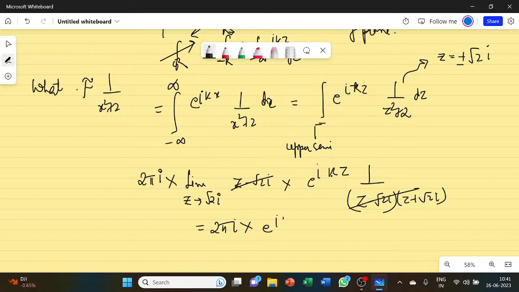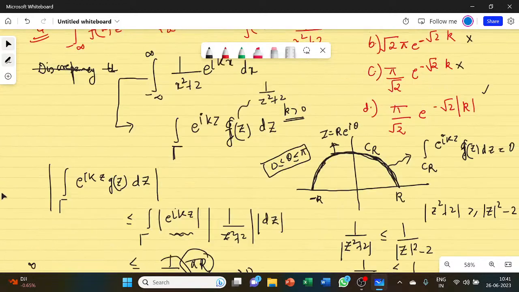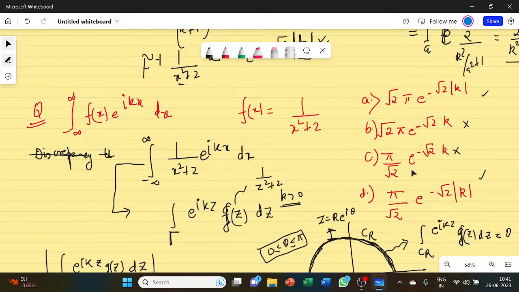If I take root 2 iota here, what will I get? I'll get simply minus root 2 k, and here I'll get 1 upon 2 root 2 iota. The iota gets cancelled, 2 gets cancelled, so eventually you end up getting pi upon root 2 e to the power minus root 2 k. Now here you see the options were given to you. One of the options suggested pi upon root 2 e to the power minus root 2 k, and most of the students ticked this option as correct.